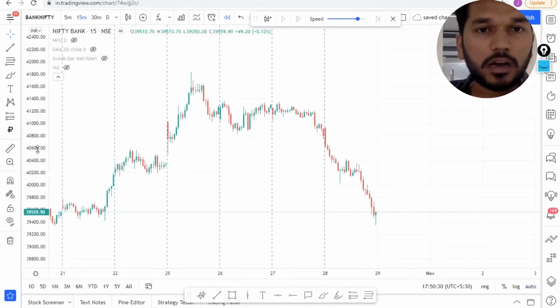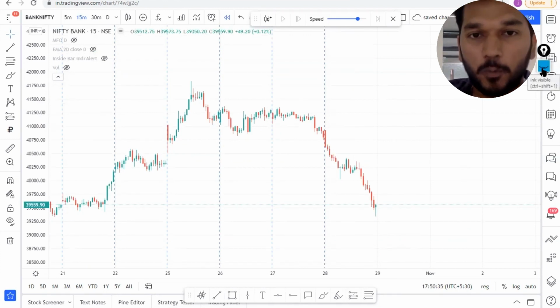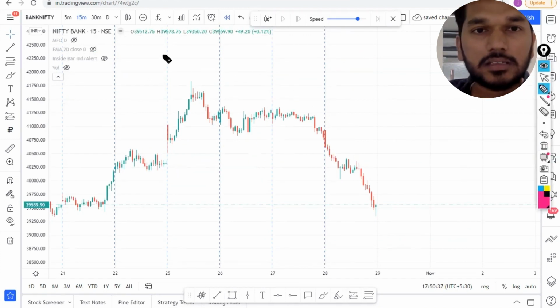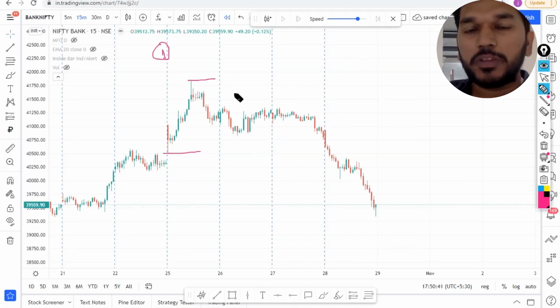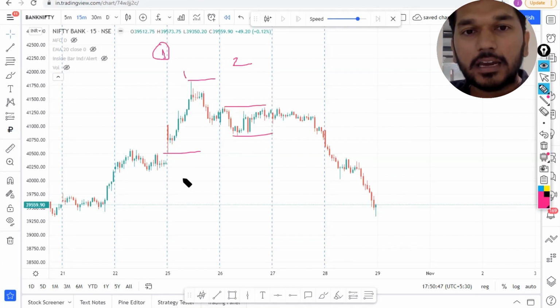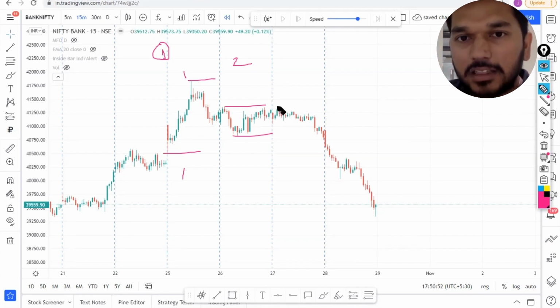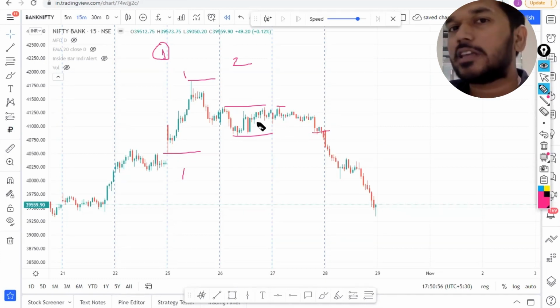Now just look at the market. What was happening in the market for the last 3 days? Well, if you look at the market, this is the range of day one. This was the high and this was the low. Second day, what happened? The high and low was inside the high and low of the previous day. Now again, let's go to the third day. Even in this case, the high and low of the market was pretty much inside this range only.